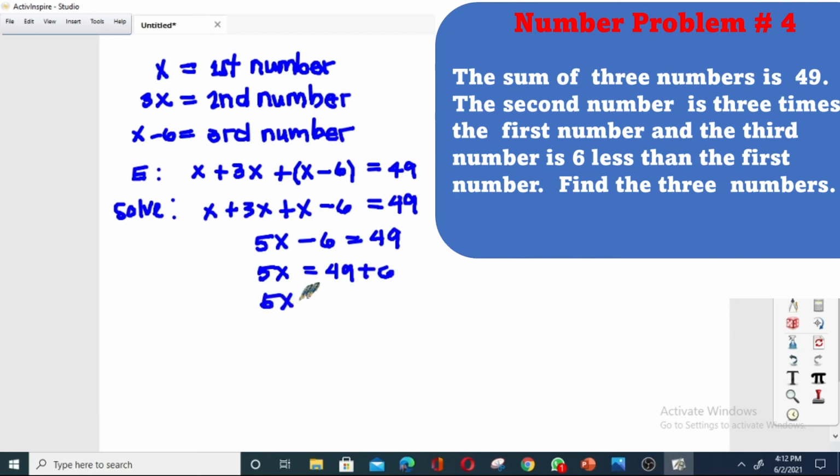5x is equal to 49 plus 6, which is 55. So divide both sides by 5. The value of x is equal to 11. So 11 will be our first number. So this will be the first number.